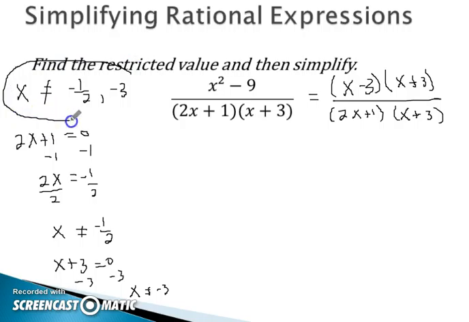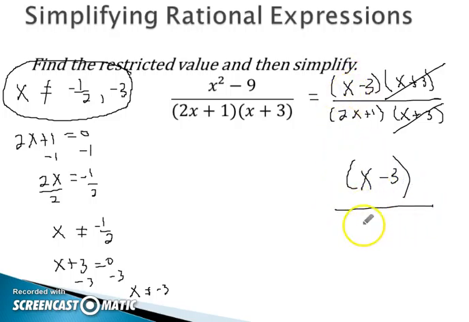Once you've got your restricted values before factoring, then you can just simplify your rational expression. So over here, if we simplify, my numerator has an x plus 3 and my denominator has an x plus 3. These two would cancel each other out. It's just like 2 divided by 2. They cancel each other out to be 1. And we're left with x minus 3 over 2x plus 1. We can't simplify anything else out because these are grouped binomials.